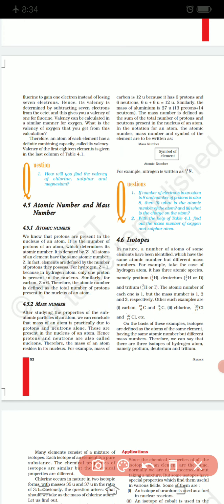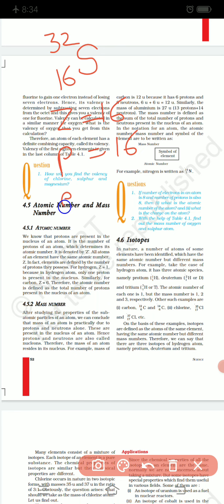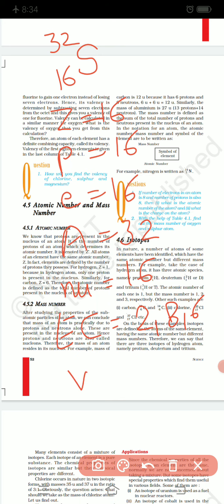Let's do one more for sulfur. Sulfur atomic number 16, mass number 32. Z will be 16, the atomic number, protons will be 16, same, electrons will be 16, mass number is double, 32, and neutrons is mass number minus protons, 16. Electronic configuration will be 2, 8, 6 and valency will be 8 minus 6, which is 2. That's how you have to do these questions.